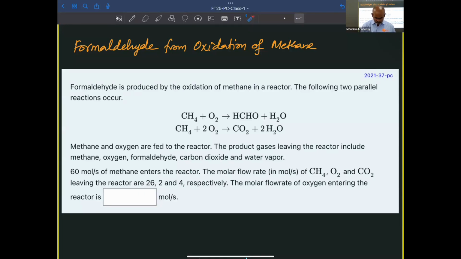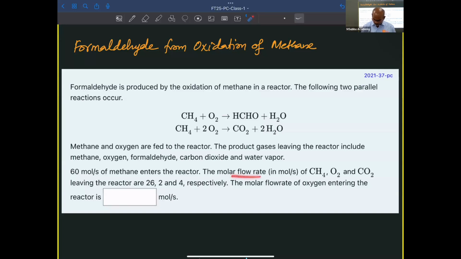To start with, this is about formaldehyde from oxidation of methane, which involves two reactions. We have methane and oxygen as reactants, and we have formaldehyde, water, CO2, and even unconverted methane and oxygen present in the product. Methane and oxygen are both in the product, which means there is incomplete conversion, or unconverted reactant available in the product.